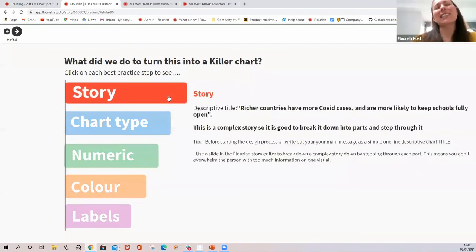So yes, just to canter through this. Again, this is a much more complex story than what we have been thinking about before. There's lots of layers to it, but we're still summarizing it in one simple descriptive title, which is: richer countries have more COVID cases and are more likely to keep their schools fully open. And because it's such a complex story, it really lends itself to breaking it down into parts and stepping it through in this kind of animated storytelling way.